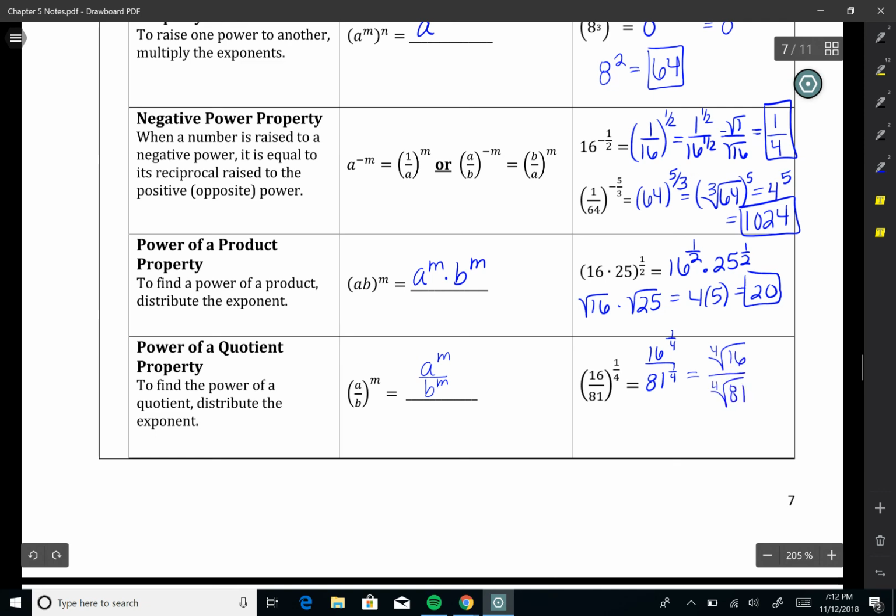So if I write that, let's see, 16 is a perfect power, it does have a perfect 4th root. It is 2. 2 to the 4th power gives us 16. And also 81, its 4th root is 3. So that answer there is 2/3.